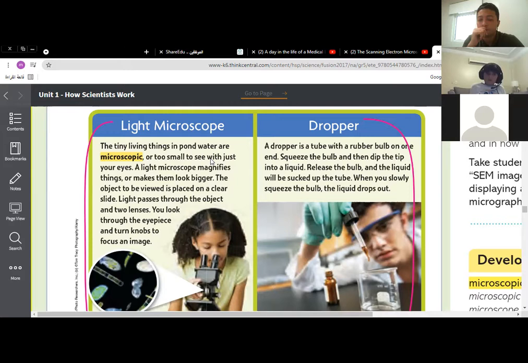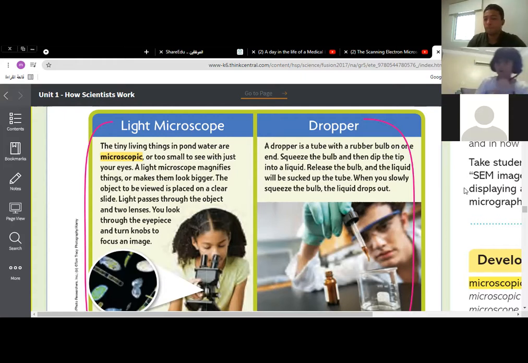A light microscope magnifies things, or makes them look bigger. The object to be viewed is placed on a clear slide. Light passes through the object and two lenses. You look through the eyepiece and turn knobs to focus an image. Have you seen a light microscope before?